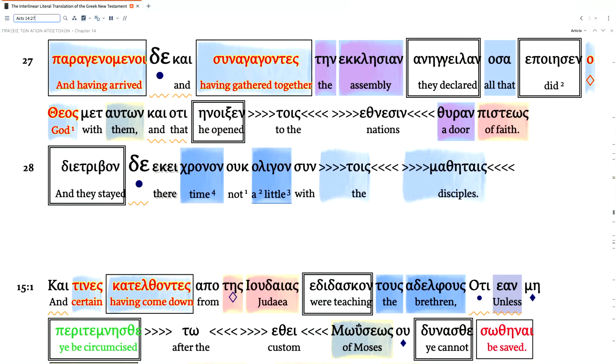I want to bring up the Greek interlinear here, if we can. And let me pop this all out here for you. We're looking at Acts 14:27, and we've got, holla, some Greek. Okay.